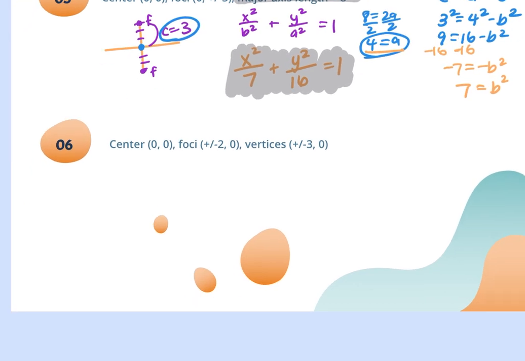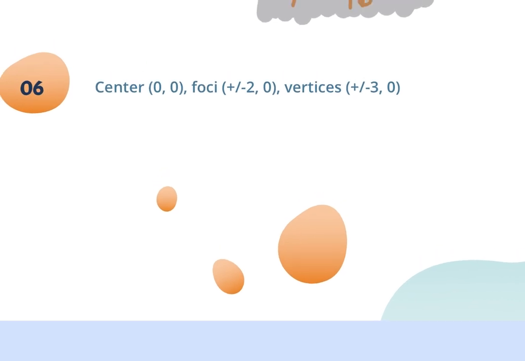All right, we're going to do it again. This time, center is at 0, 0 again. And the foci is plus and minus 2, 0, which means I'm going to the right 2. That's a foci. I'm going to the left 2. That's the other foci.